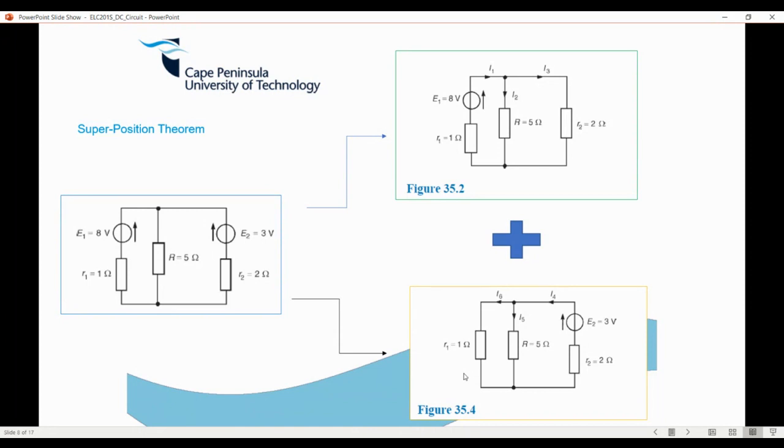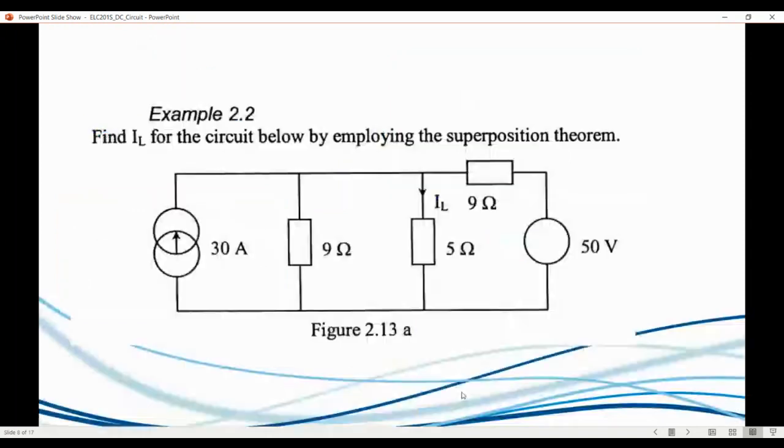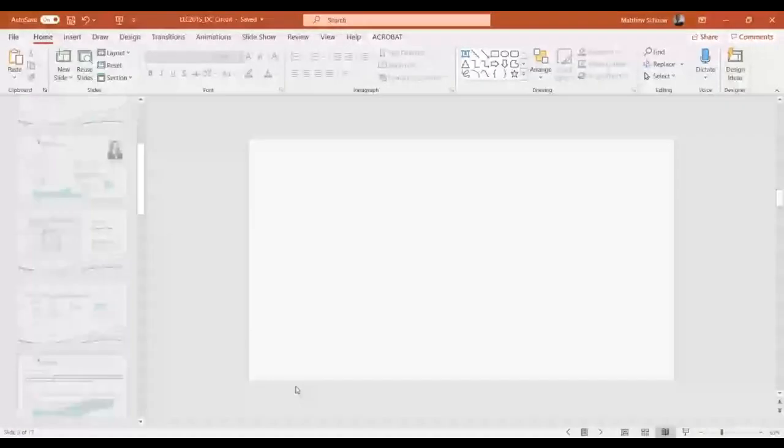Okay, so I'm going to do an example now, which illustrates the superposition principle. So we'll be doing this one. This is the first example in your textbook. So what do we have here? We're trying to find the current in the 5 ohm resistor, and we've got a current source and a voltage source over here. Okay, so let's just get cracking with this.